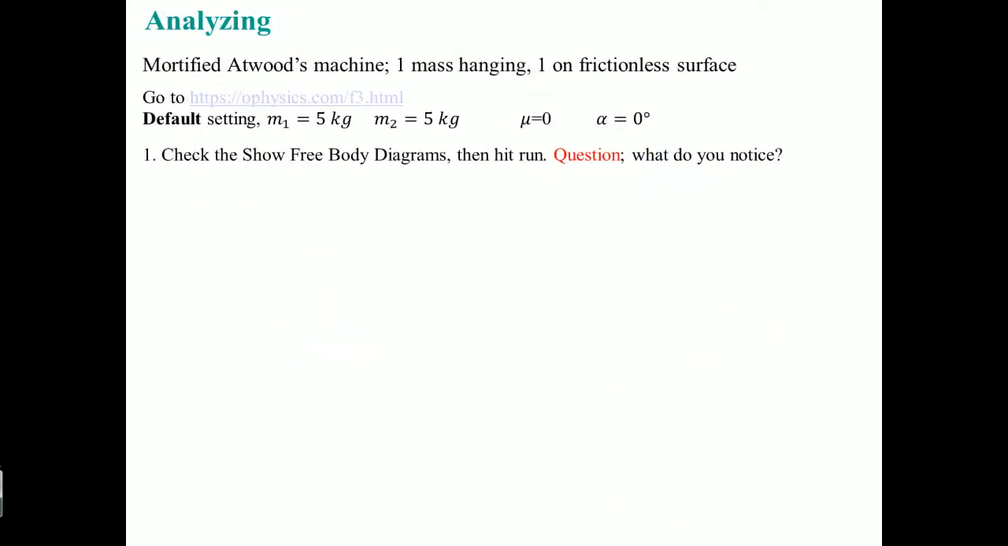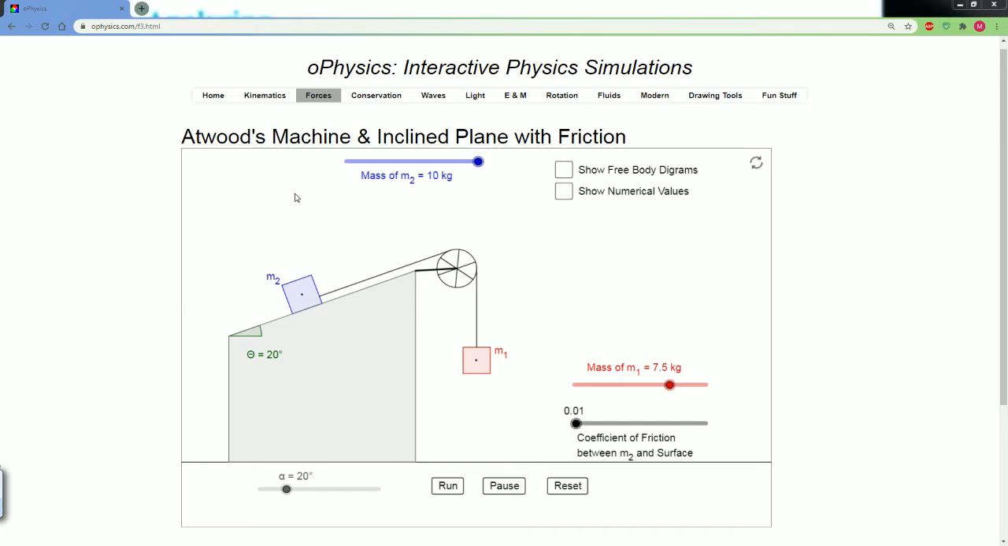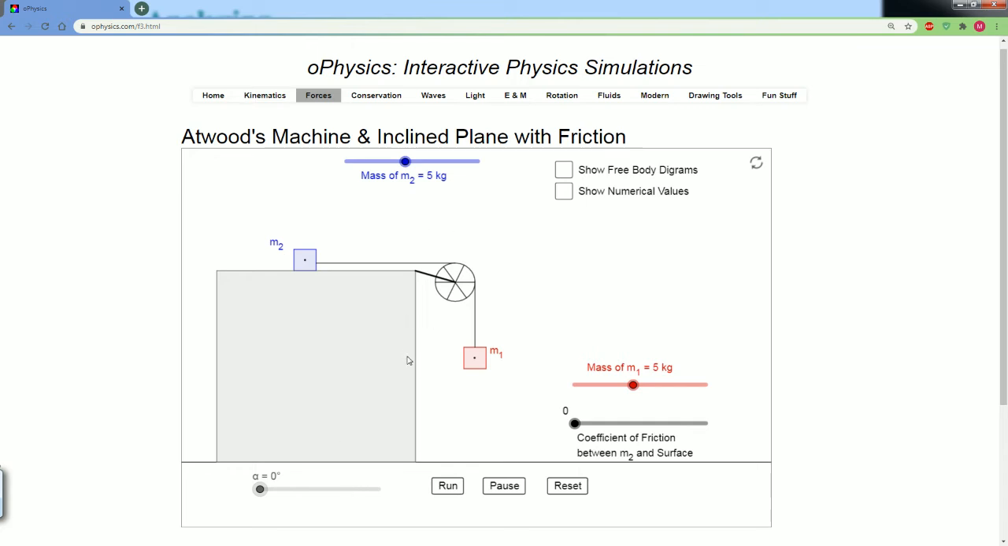Now we are going to go to this website and enter these values, and we're going to look for the free body diagram. This is how the website looks. The instructions ask me to set mass 1 to 5 kilograms, mass 2 to 5 kilograms, and the friction equal to 0, and the angle equal to 0. Okay, that's what we should have. It says to check on the free body diagram, which is right here, and then we will hit run. Okay, show the free body diagram. All right, so we saw that the only force acting on the system, I could hit reset, pause halfway, and show the free body diagram, is the force of gravity that is pulling it down.